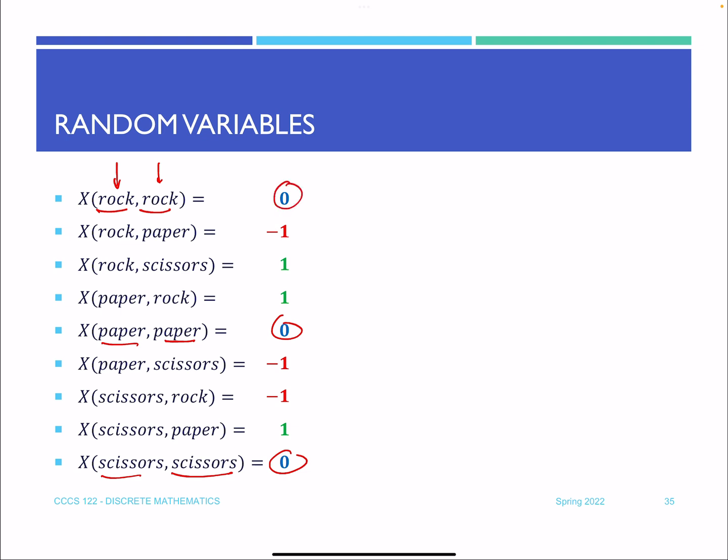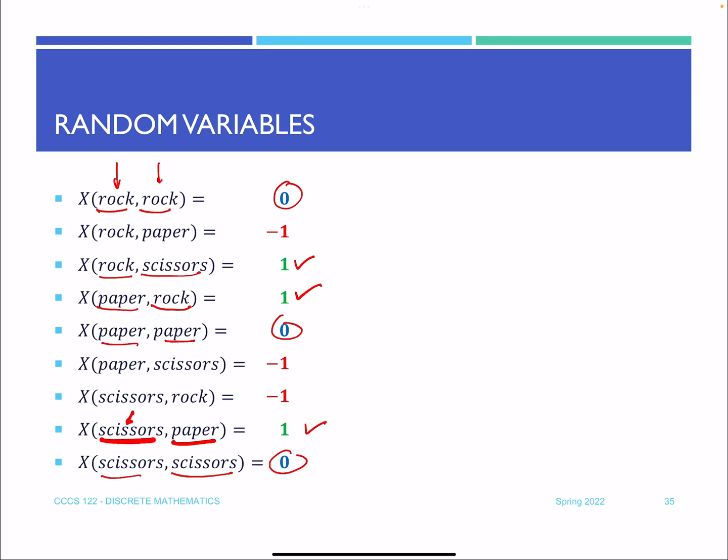Other than that, scissors can cut paper, so that's a situation in which player A would win. So this random variable x would return a 1. Rock crushes scissors, so that's another situation in which player A would win. And paper can wrap up a rock, so that's another situation in which player A would win.